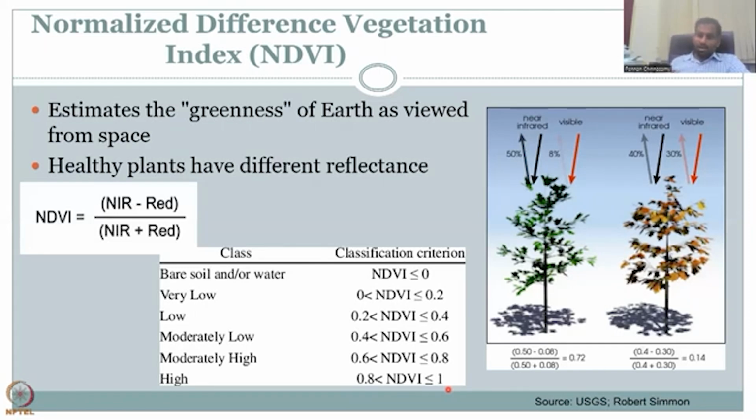So with all the data, they'll get the reflectance, and then multiple bands are there. They take the NIR band, minus the red, divided by NIR plus red, and whatever the fraction comes, if the fraction is between this range, each range has a particular value. From this you can see 0.72 is almost near moderately high and high, which means the plant growth is really good. And 0.14 is very, very low.